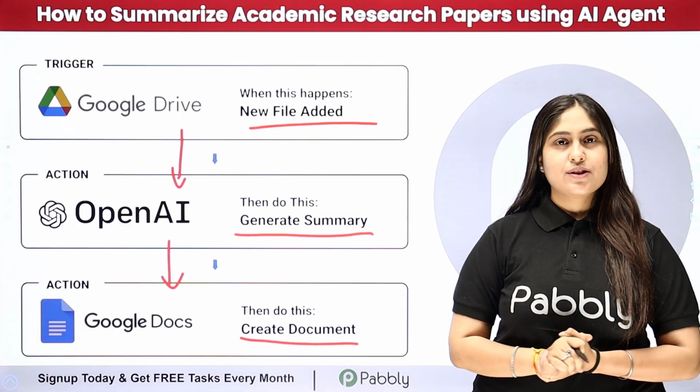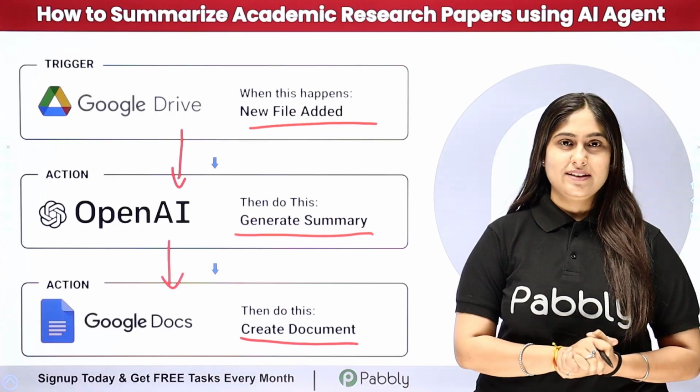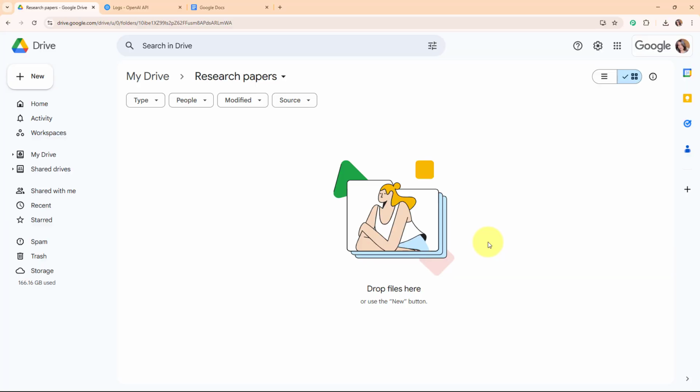So to see the working of this automation and to learn this process step by step, let me take you to my screen. Welcome to my screen. In this video, I'll show you how to quickly summarize academic research papers using an AI agent. This is a great way to save time, stay focused, and speed up your literature review process.